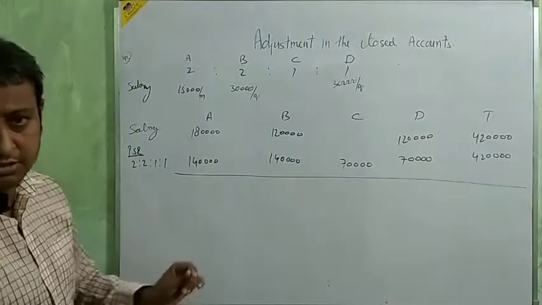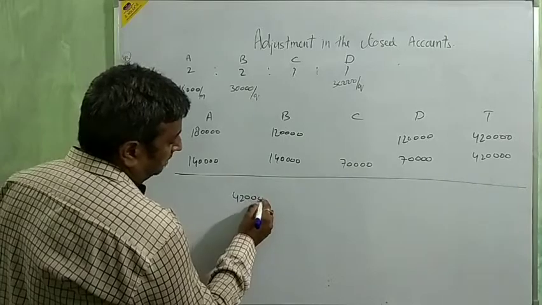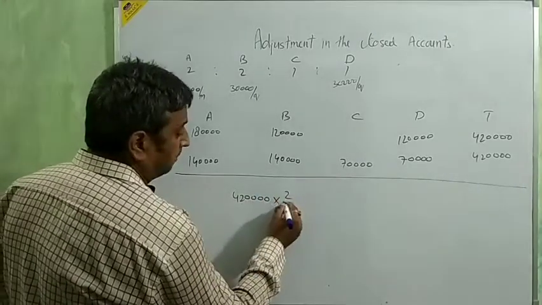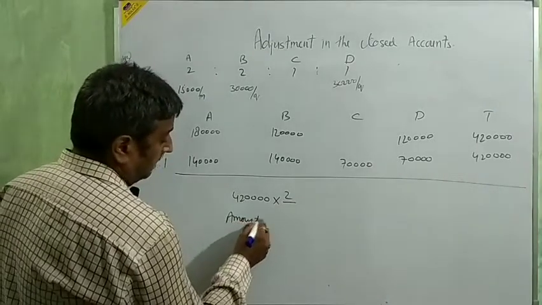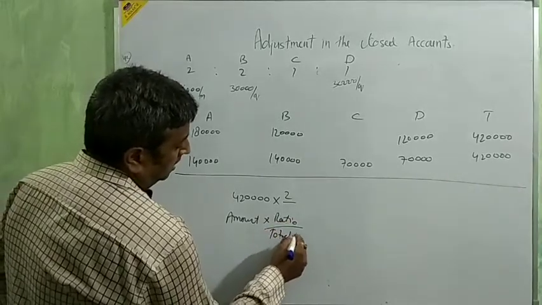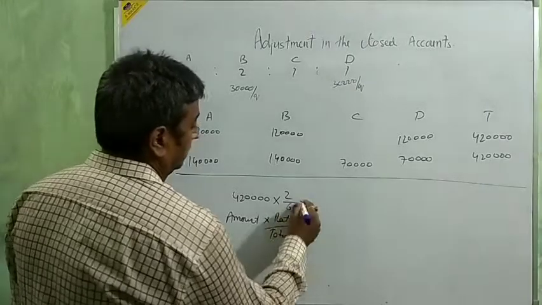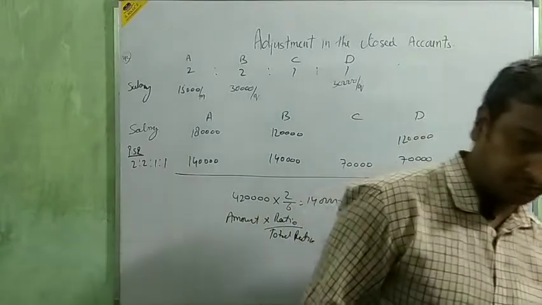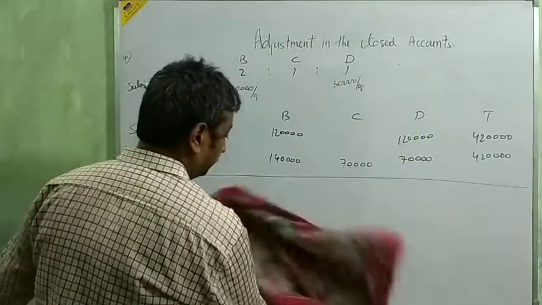Directly, total amount, I will explain. Don't worry, just see. Amount 42,000, 4 lakh 20,000 into ratio upon total ratio. Formula is amount into ratio upon total ratio. Okay, beta? Upon 6, then 1 lakh. Okay? Clear? Clear, beta? Okay, go for this.